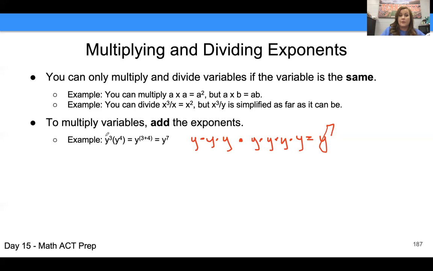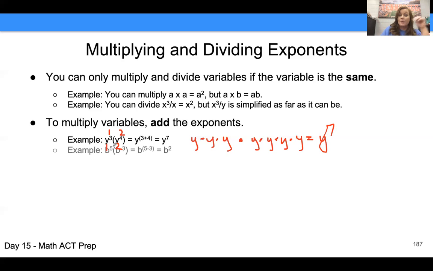Twice. There's one y, there's my second y. How many variables do I have? 1, 2. These numbers match. I have y occurring twice, and I have 2 variables with the y. When they match, you add the exponents. When 2 equals 2, you add the exponents.